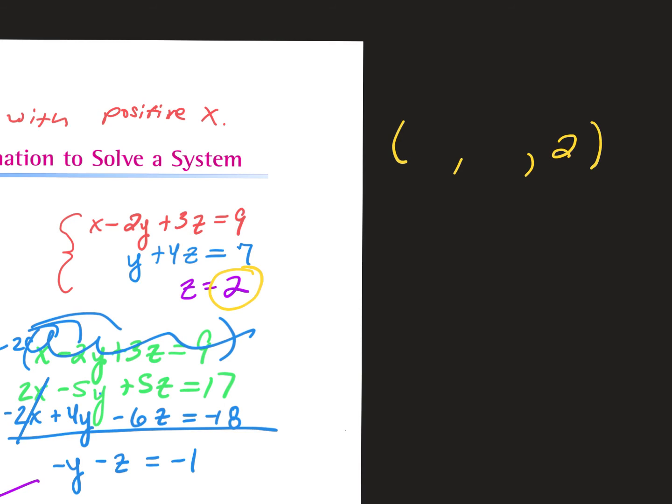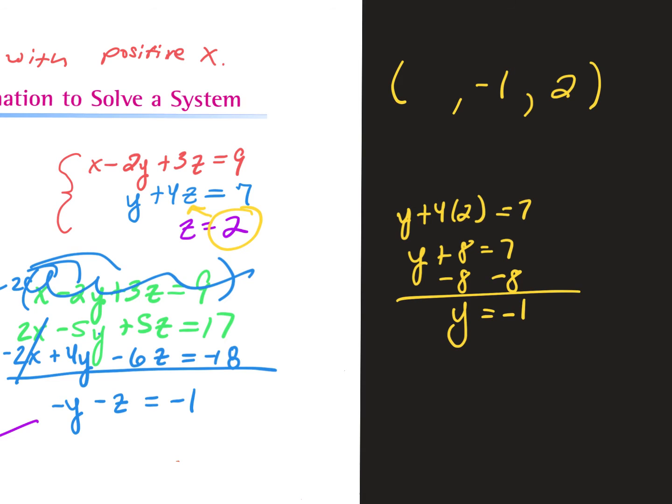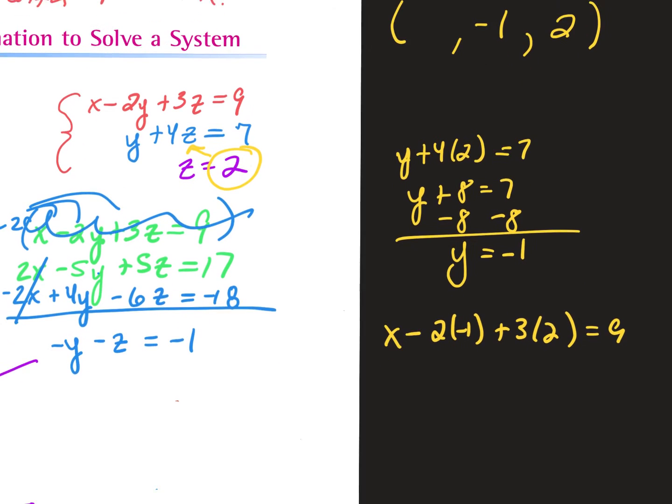So I'm going to take this 2. I'm going to put it right there. So I have y plus 4 times 2 equals 7. Y plus 8 equals 7. What do I do to both sides? Subtract the 8. Good. So I have y equals what? Negative 1. Very good. So my y value is negative 1. And then how do you think I find out what x is? The top equation. Yep. X minus, okay, 2 times negative 1 plus 3 times 2 equals 9.